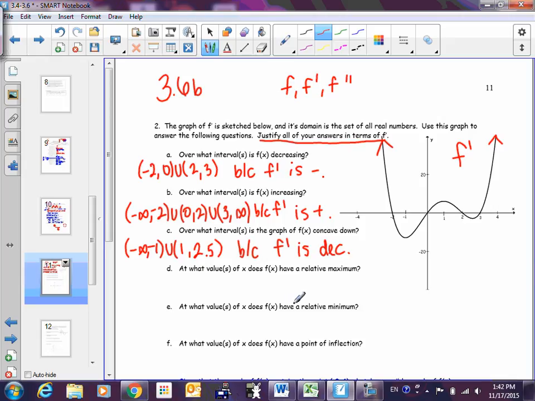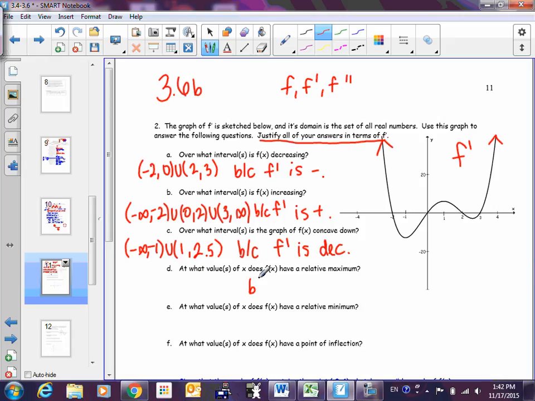Good. Okay, then we get into relative max. And even though I've already said that this is not the graph of f, I know what students want to pick. They want to just pick 1. They're like, that's the relative max. And that is the relative max of f prime. It's not the relative max of f.